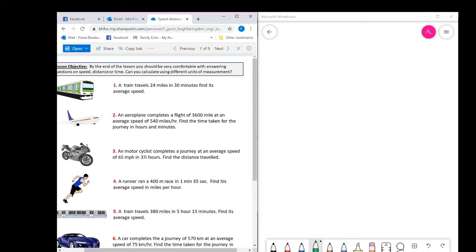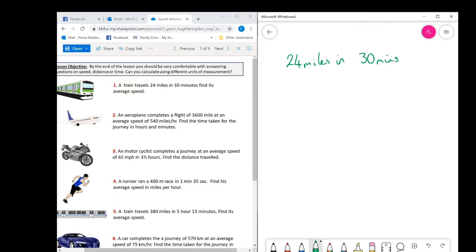A train travels 24 miles in 30 minutes, find its average speed. So I'm going to do this one slightly differently from how I might another way, because I'm going to do it far more logically, okay? I'm going to say he travels 24 miles in 30 minutes.